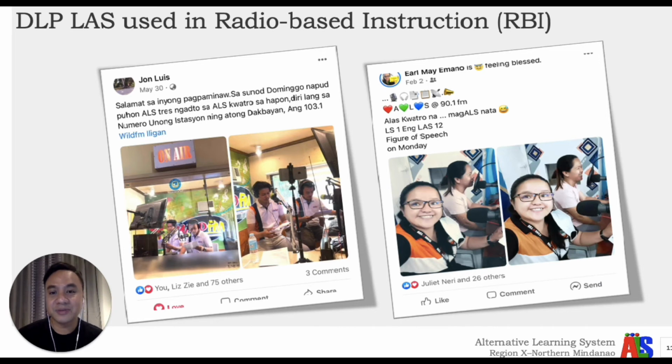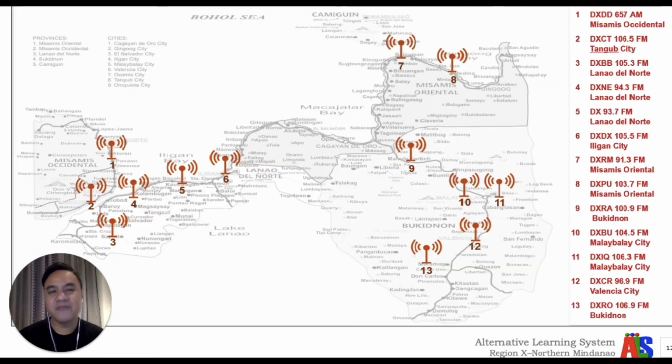So in this screen, you will see this implementer in Iligan City using the learning activity sheet while on air through 103.1 Wild FM in Iligan City. And another post is we have here an ALS implementer also on air in 90.1 FM in Bukidnon. Actually, we have a total of 13 radio stations where we coordinated in our implementation of the RBI spread across Region 10.